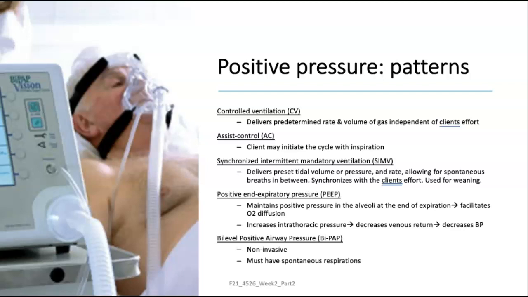With assisted ventilatory support, the ventilator and the patient share the work of breathing. So in controlled ventilation, the ventilator provides all of the patient's ventilation. The RT will set the rate, the volume, the time, and the pressure. In assisted control ventilation, it delivers a preset tidal volume at a preset frequency, and it assists the patient.